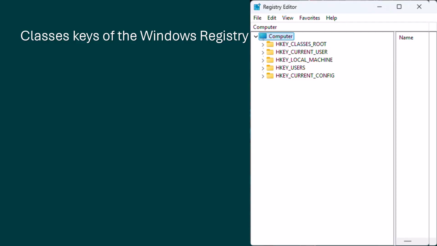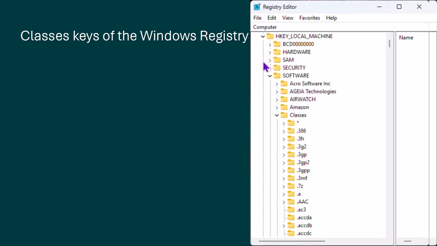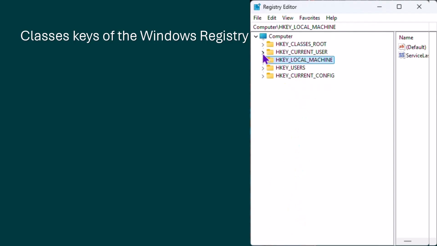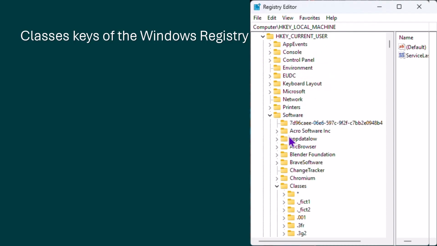Traditional MSI and EXE application installers can register FTAs under the classes keys located in HKey Local Machine, as shown here under the HKLM software classes, with subkeys that start with a dot and the file type. That registration can also occur under the HKey Current User hive, the difference being whether it affects all users on the operating system or only the currently logged in user.